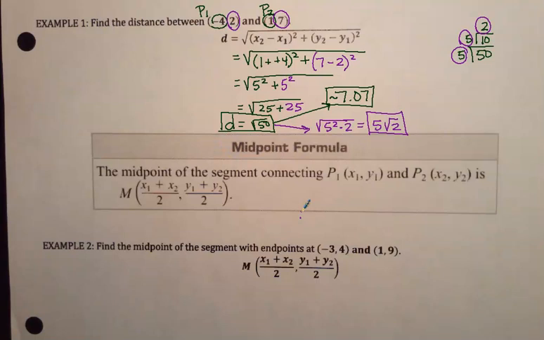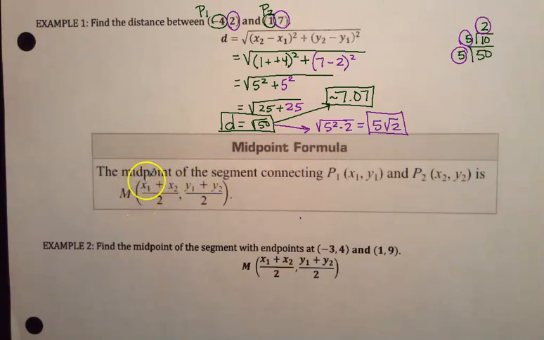Next up, we have the midpoint of the segment that connects our P sub 1, our first point, and our P sub 2, our second point, is here. M, notice the midpoint. There's no equal sign, nothing else.